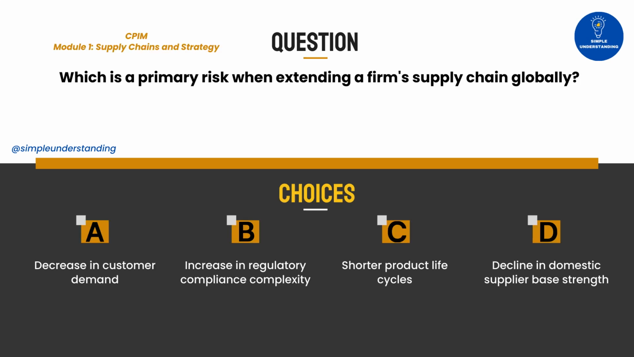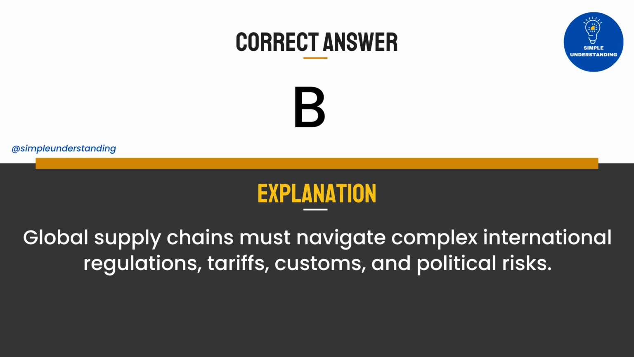Question 3. Which is a primary risk when extending a firm's supply chain globally? A. Decrease in customer demand. B. Increase in regulatory compliance complexity. C. Shorter product life cycles. D. Decline in domestic supplier base strength. Correct answer. B. Explanation. Global supply chains must navigate complex international regulations, tariffs, customs, and political risks.